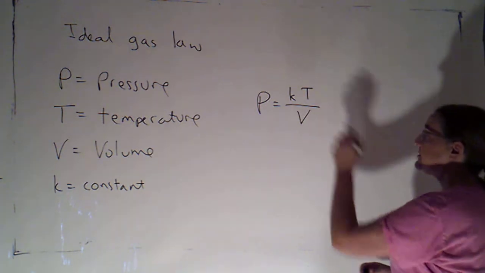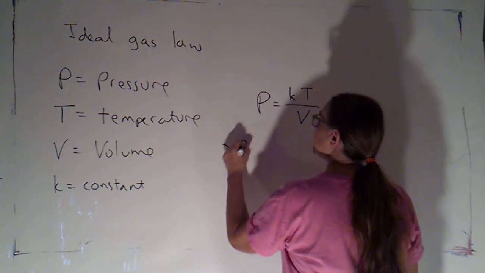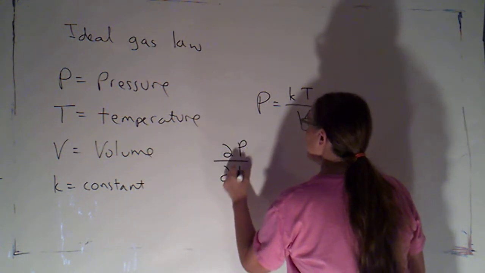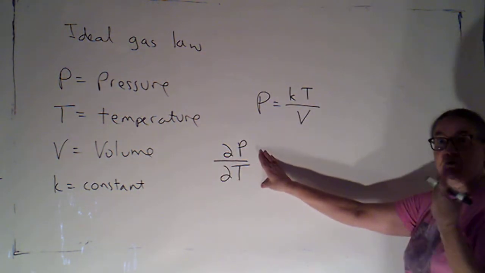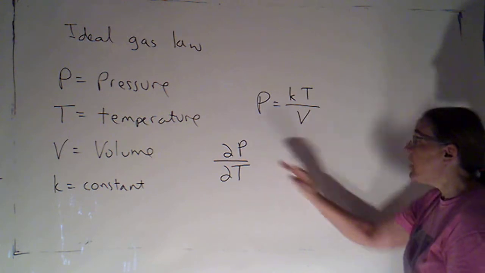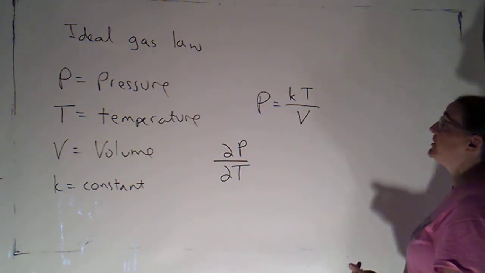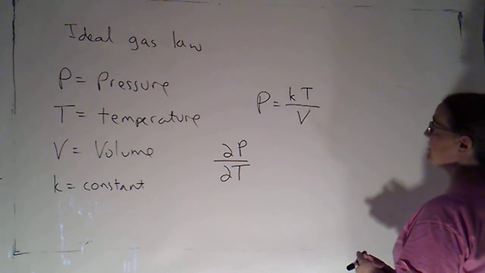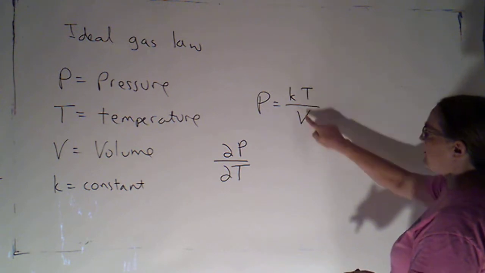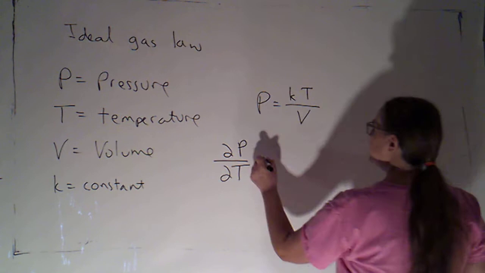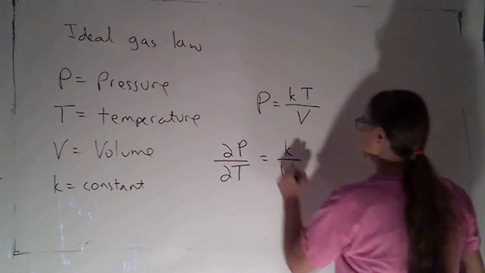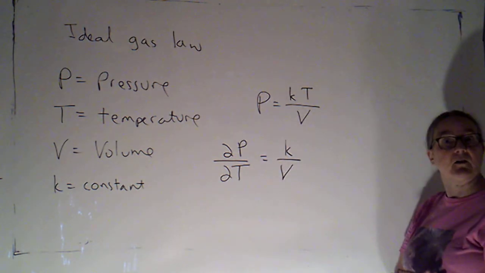If I were to take a look at the partial derivative of pressure with respect to temperature, that would be the sort of thing that you would measure in an experiment where you were holding the volume constant. Of course, if the volume is constant, then K is constant, V is constant, and T is my variable. So I would just get a constant multiple of my variable. The derivative is that constant.